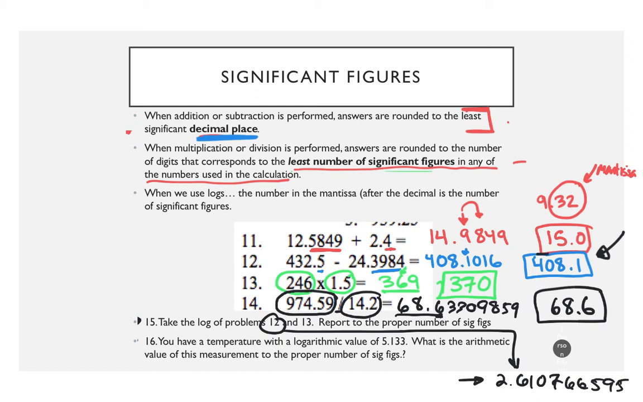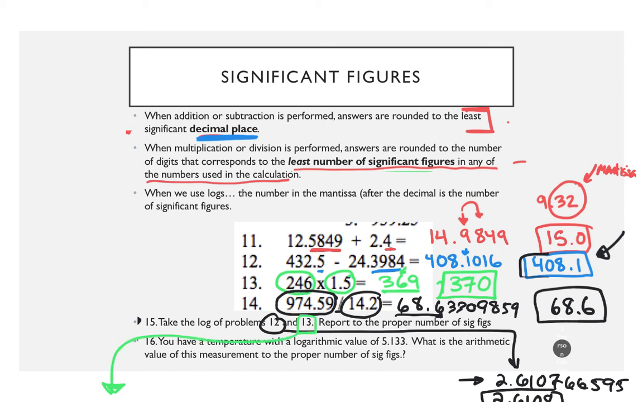So if I look up here, how many significant figures did we have? We had 4. So that means I get 4 numbers after the decimal in my logarithm. So this becomes 2.6108. Okay. Go ahead and try number 13 and then come back here and check your answer.